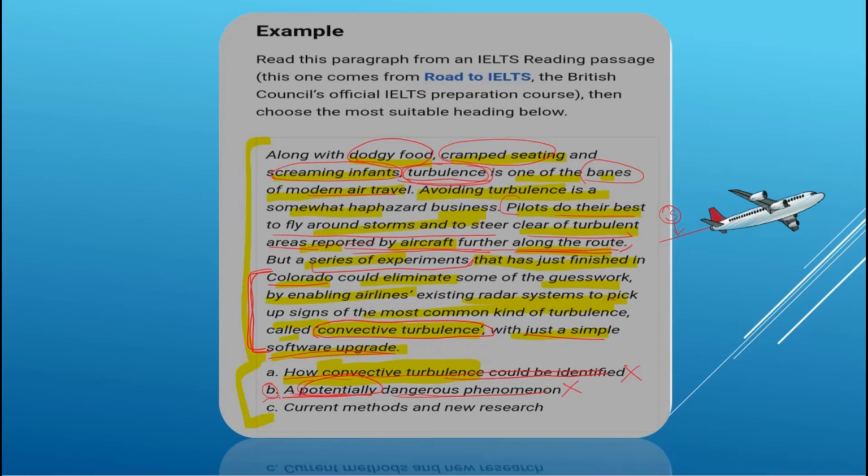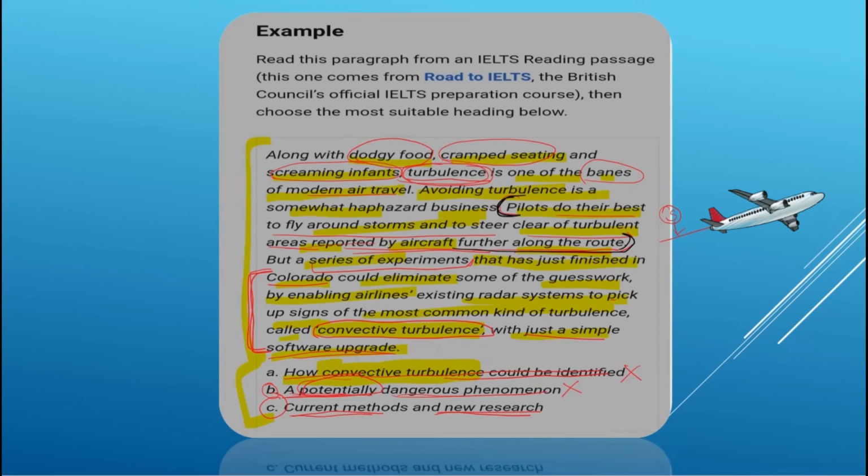Now let's move on to the last option, current method and new research. Let's look at this. What does current method mean? Here they're talking about it in this part. See, pilots do their best to fly around storm and steer clear of turbulent area reported by aircraft further along the route. This much. See, this is the current method that the pilots or the airport authority are using to identify turbulence.